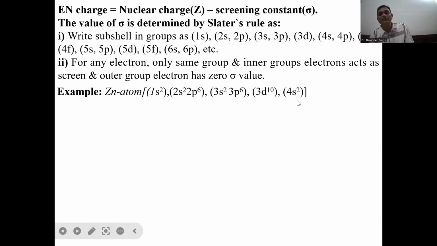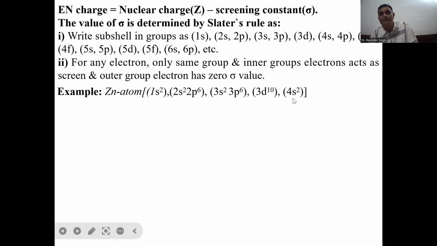So there is no electron after that. After 4s, there is no electron in 4p and so on. So all electrons will act as the screen, will create something called screening constant. Fine. If the question is asked like that, what is the effective nuclear charge experienced by these 3d electrons?